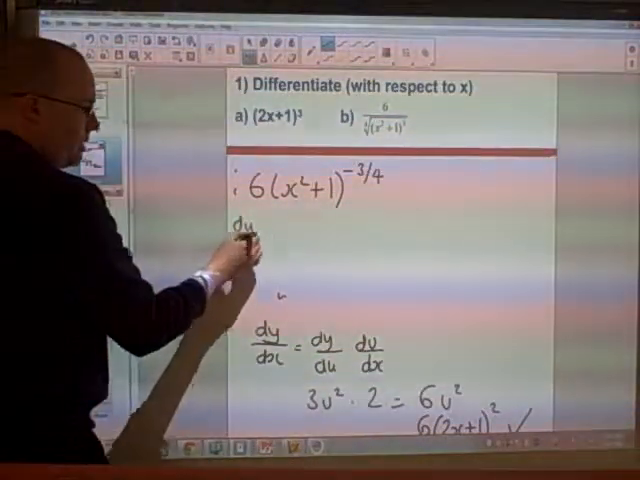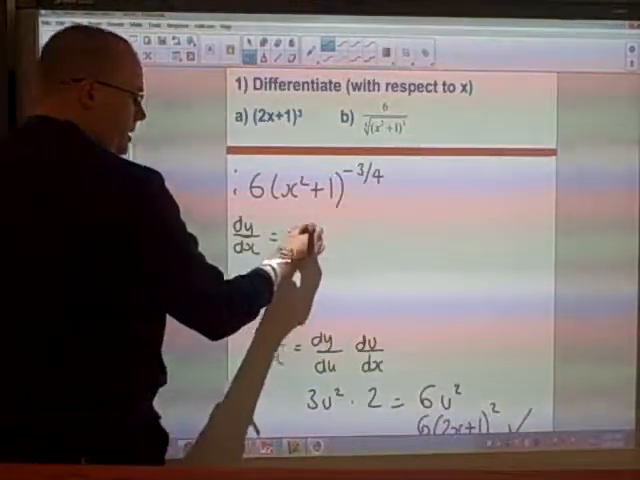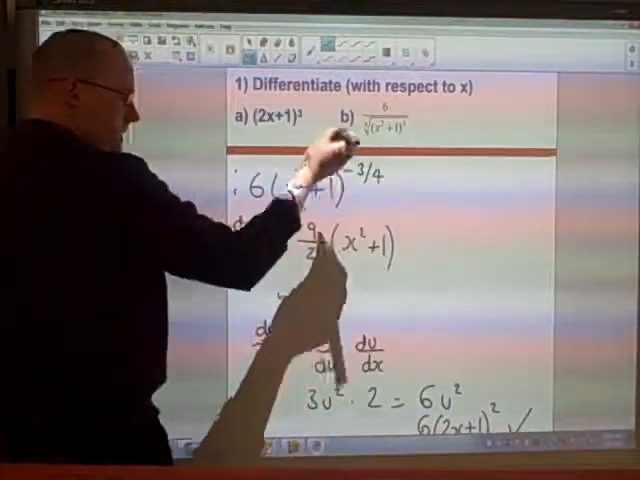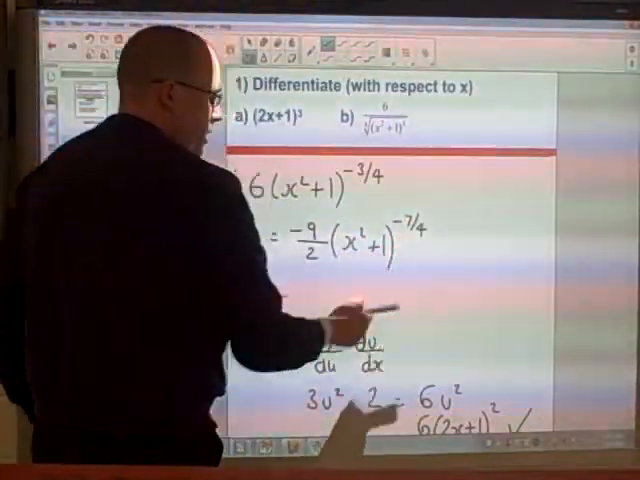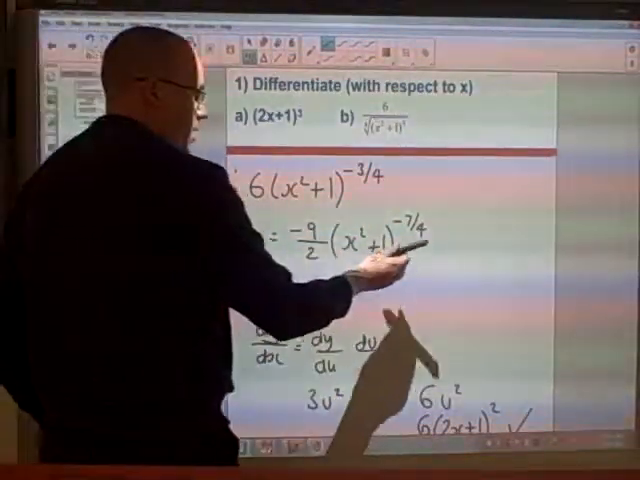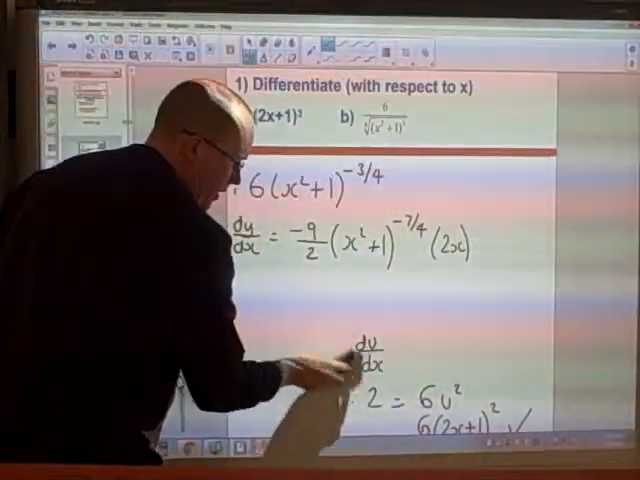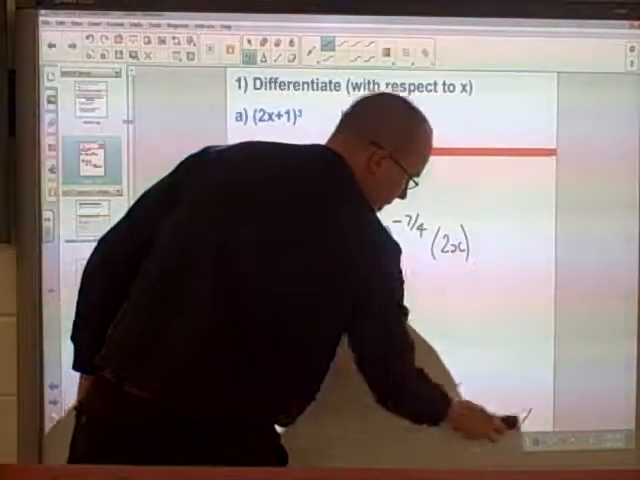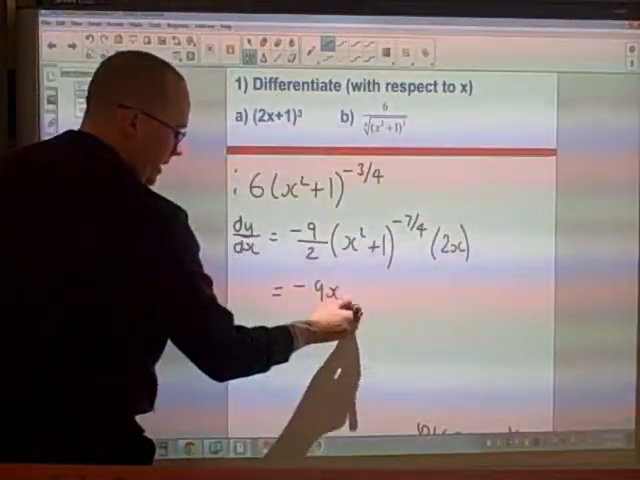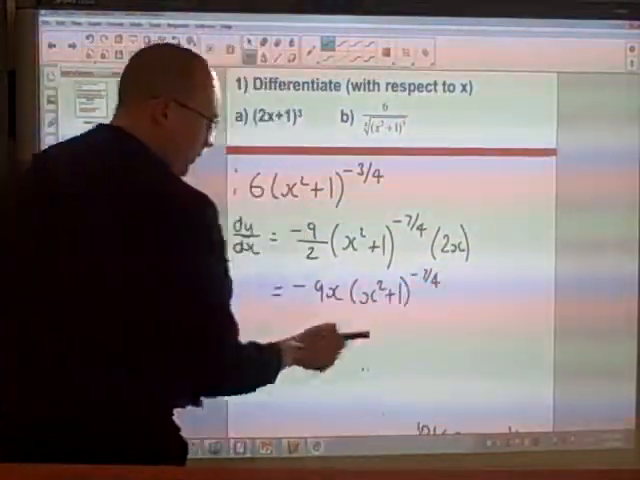So when we come to differentiate this, we're going to bring the power to the front. So 6 times negative 3/4 is negative 9 over 2. This stays the same. We've got to decrease this power by 1. And then we've got to remember also to times by the differential of what's inside the parentheses, which is going to be 2x. Now when it comes to tidying this up, negative 9 over 2 times by 2 is just negative 9, and then also times by the x. So we've got negative 9x, (x squared plus 1) to the negative 7 over 4.